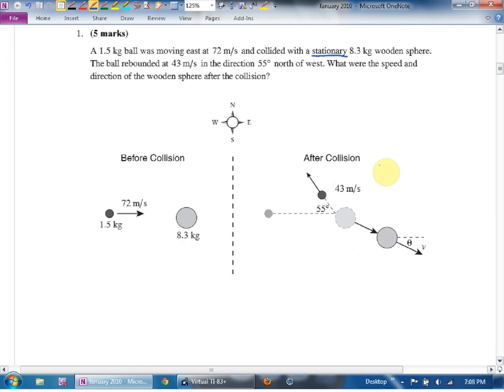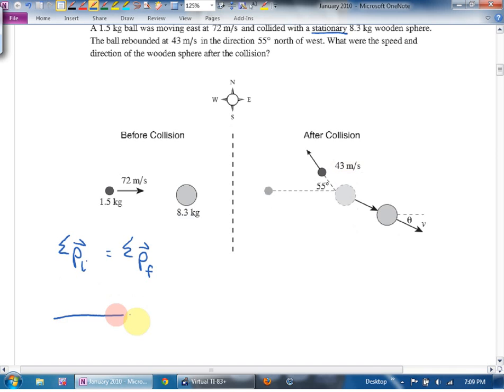Is there a collision? So what kind of a question is this? What topic is this? It's momentum. And I like to always start out with a similar approach, so I'm going to start by writing the sum of all the initial momentum equals the sum of all the final momentum. The amount of momentum before equals the amount of momentum after. Now, this is going to be vectors and triangles and stuff. Before the collision, it looks like I have that.